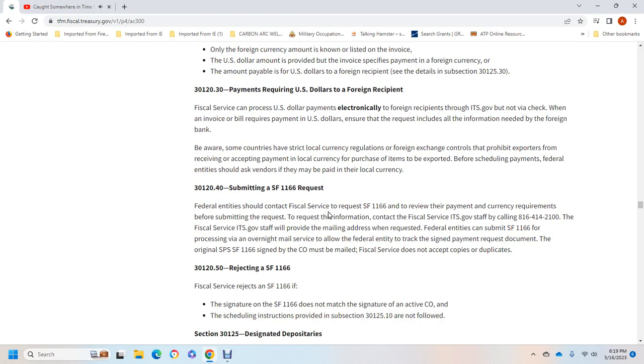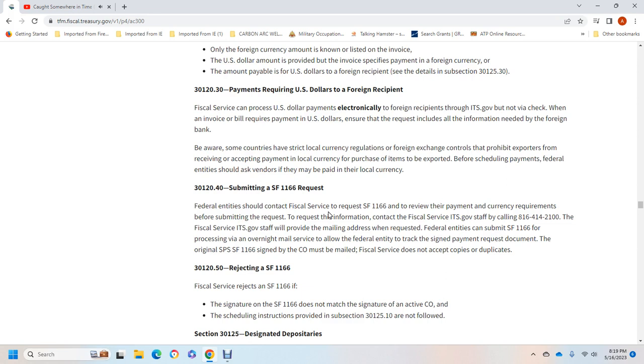Before submitting Standard Form 1166, the federal entity shall contact officials regarding the request of Standard Form 1166. Review the payment requirements before submitting the request information. Contact officials of the International Treasury Services, the government staff, by calling 816-414-2100. Officials of International Treasury Services will provide the mailing address for the request that federal entities can submit with Standard Form 1166.